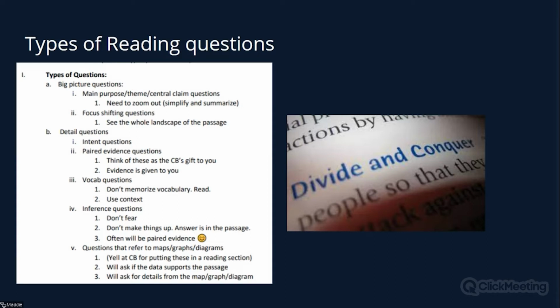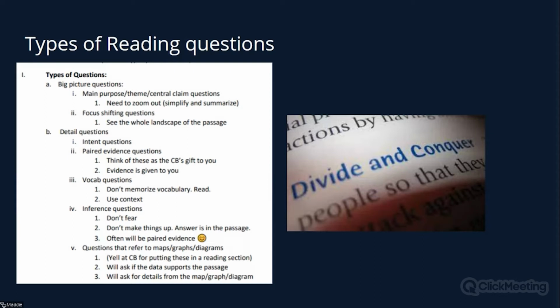The purpose would be, what is this passage intended to do? The theme would be, what is this passage about? And then the claim would be basically the main idea or thesis of the passage. So that's the main purpose questions.